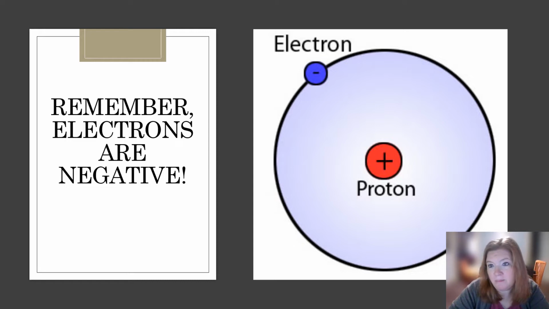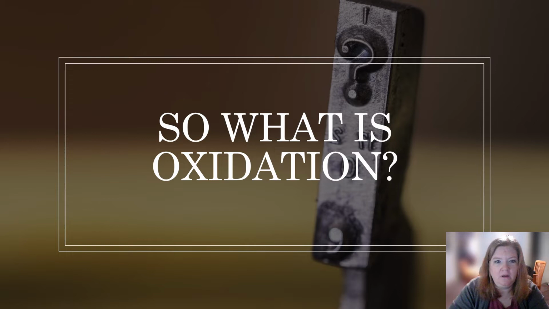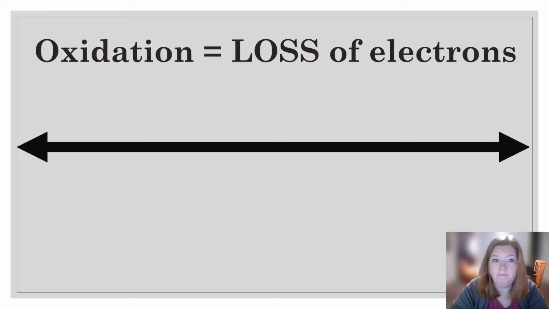Also, what you should remember is that electrons are negative. So when you lose electrons, you end up being positive. And when you gain electrons, you end up being negative. So what's oxidation? Well, remember LEO, losing electrons, or OIL. So oxidation is loss of electrons.